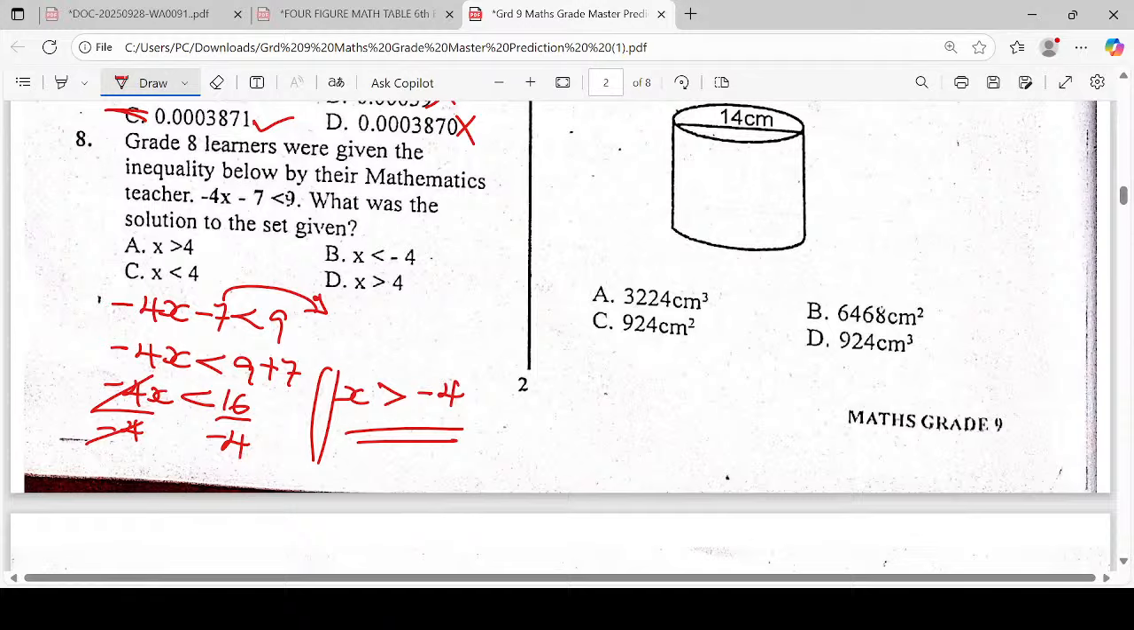Looking at our choices, learners, where is x greater than negative 4? In fact, we don't have the correct choice here. The correct choice should be x is greater than negative 4. This is the most correct answer. So in that question, they had not provided the correct answer based on their choices.